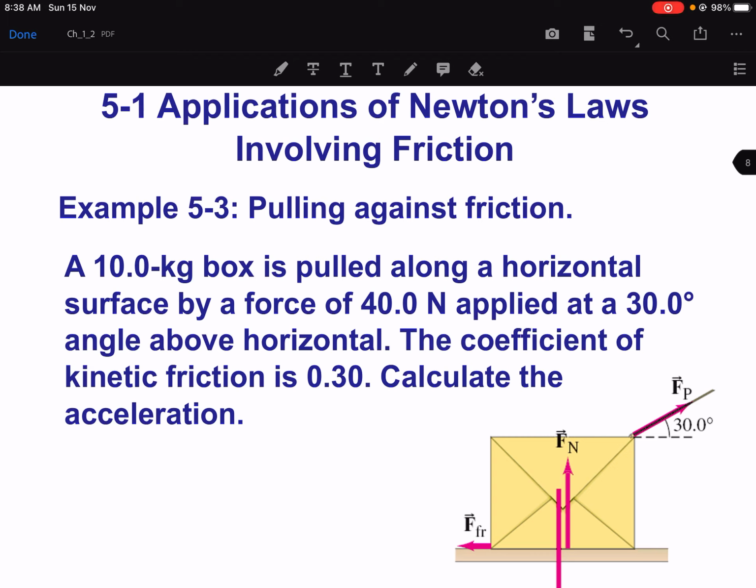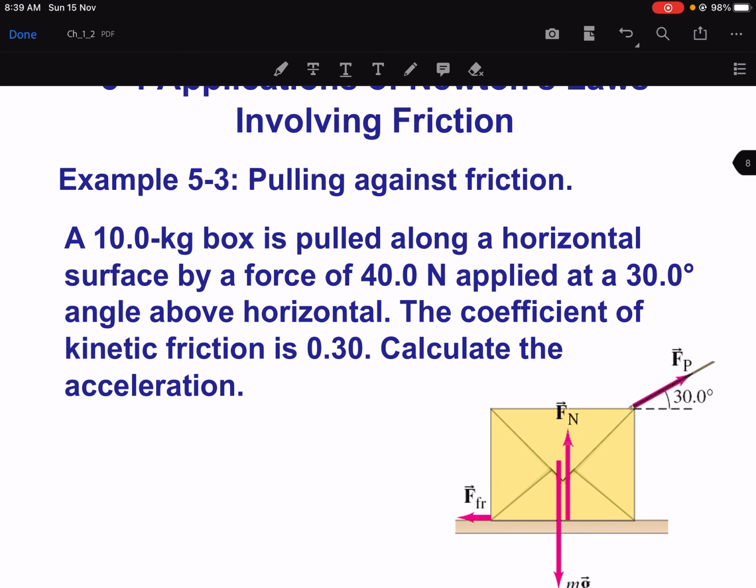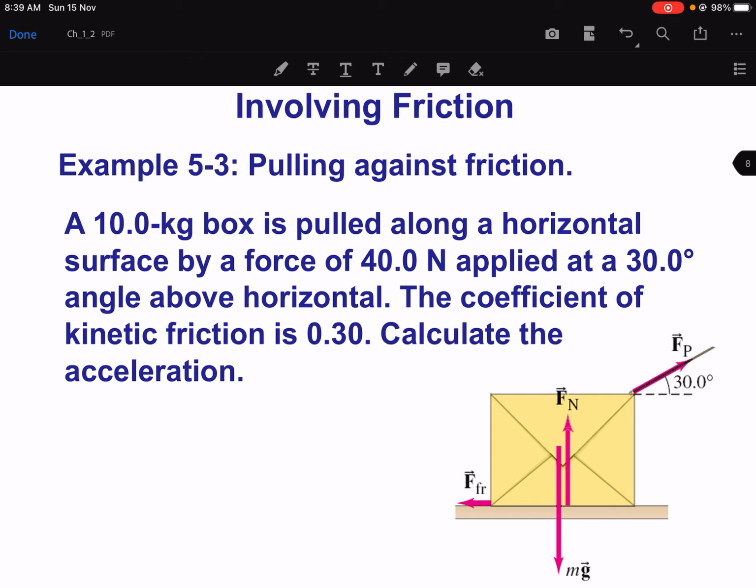We're going to see an example of Newton's law application involving friction. If you see here, there's a 10 kg box above a table, pushed along a horizontal surface by a force of 40 Newton applied at a 30-degree angle above horizontal. The coefficient of kinetic friction is 0.3. Calculate the acceleration.